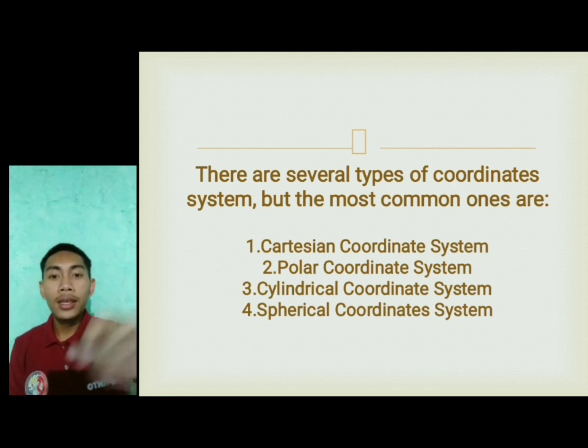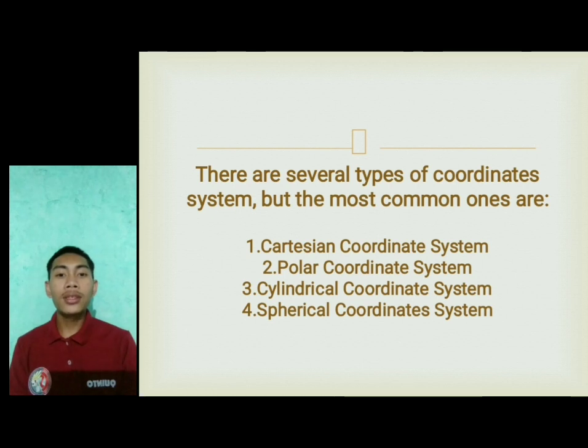Number 3 is the cylindrical coordinate system. It extends the polar coordinate system by adding a vertical axis, usually denoted as z. It represents points in 3-dimensional space using the radial distance, the angle θ, and the height z from a reference plane.